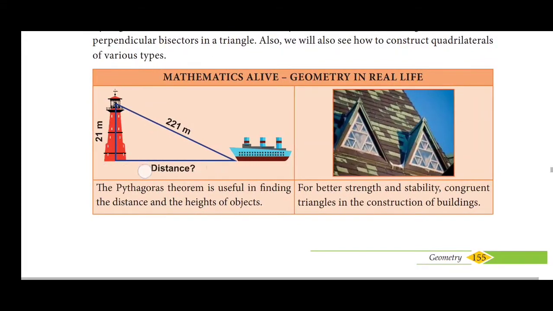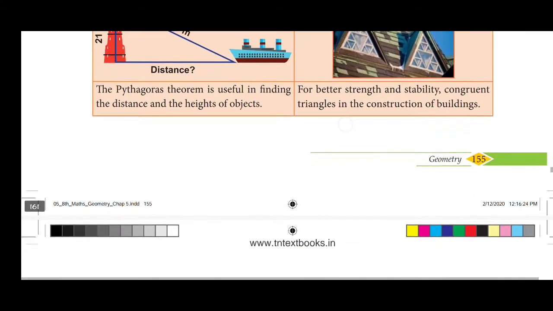Here they have mentioned the ship and the lighthouse. The Pythagoras theorem is useful in finding the distance and the heights of objects. Why are we using the Pythagoras theorem? It is useful to find the distance and the height of the object. From the ship they will see the seashore, and by using this theorem they can calculate roughly the distance and also the height. And also for better strength and stability, congruent triangles are used in the construction of buildings.